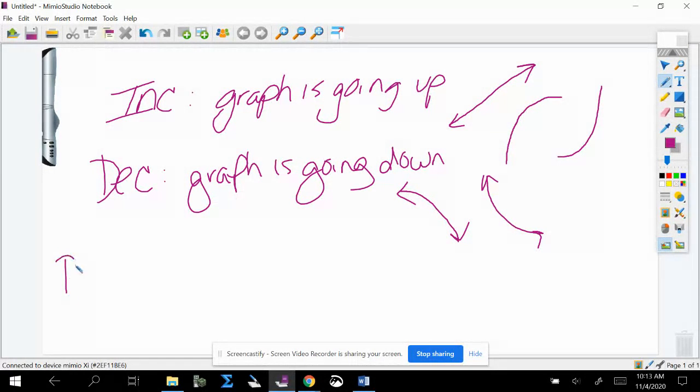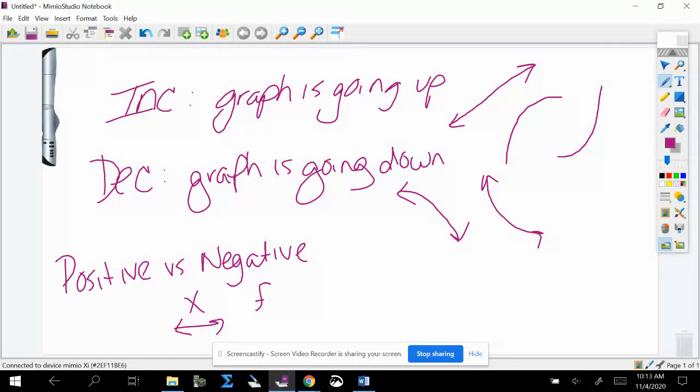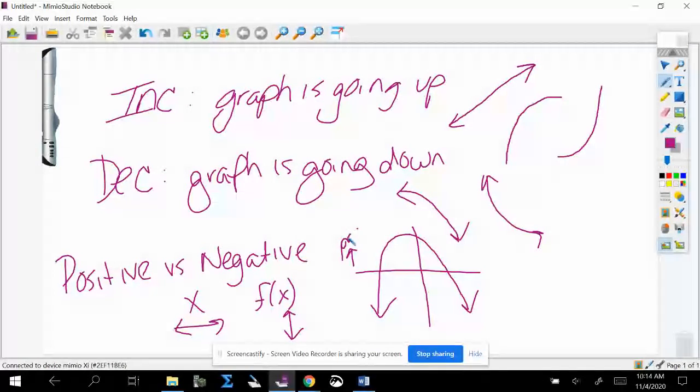Positive versus negative is going to compare the y value of the function. So if you think about your x value, it's what runs left to right, and your y value, which we refer to as f of x, is what runs up and down. So if we're looking at a graph of a function, and I just draw some function like this, any part of the graph that is above the x-axis, we would say is positive, because it has a positive y value. All the y values in the top part of the graph are positive.